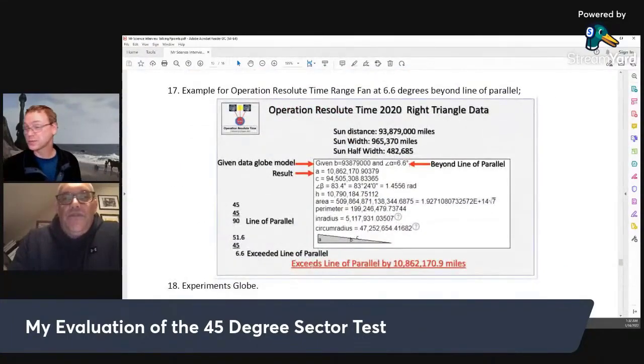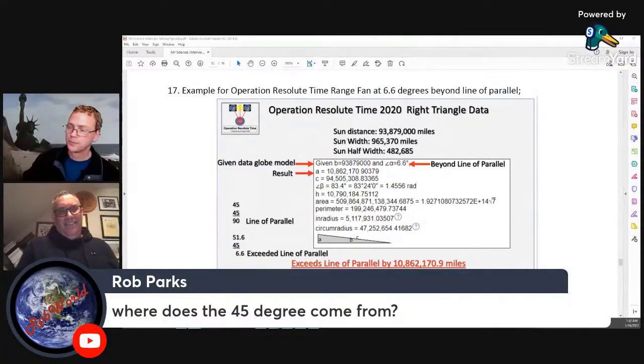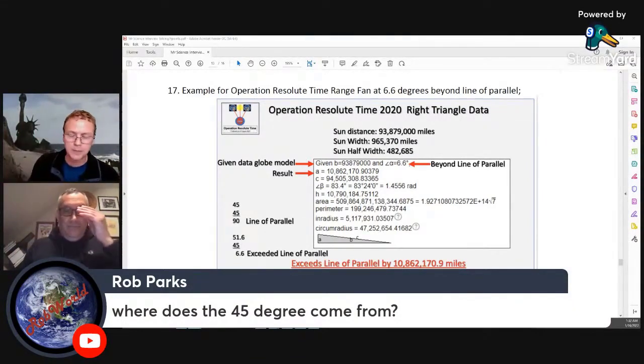Now, if we use the right triangle calculation at 6.6 degrees, or at 51.6, the maximum reading, you are 6.6 degrees exceeded line of parallel. That is 10,860,000 miles and some change. You're way off the sun. All right. Let's pause, because Rob has a question.